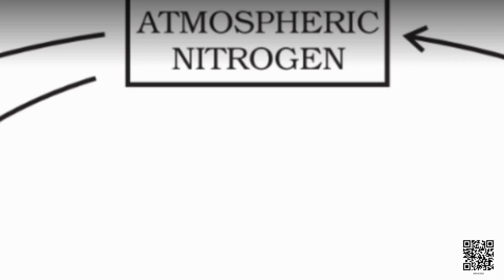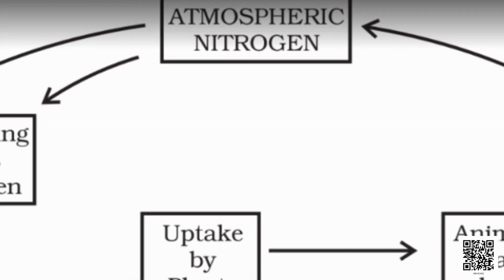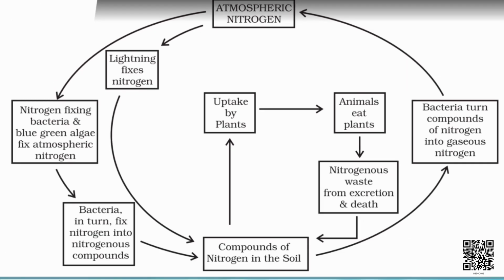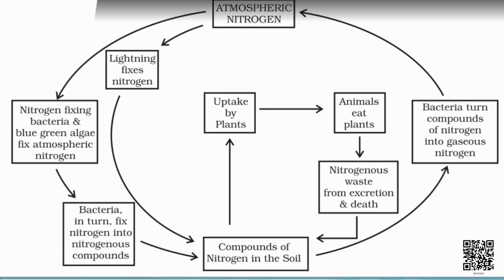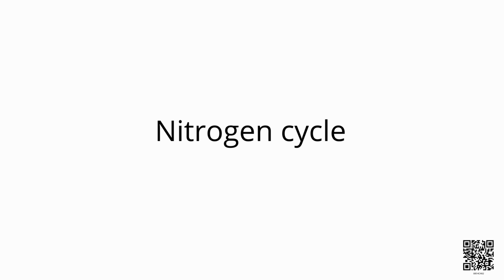Now we shall study the nitrogen cycle. Our atmosphere has 78% nitrogen gas. It is one of the essential components of all living organisms. It is found in proteins, chlorophyll, nucleic acids, and vitamins. Plants and animals cannot use this atmospheric nitrogen directly. Let us understand it through the nitrogen cycle.